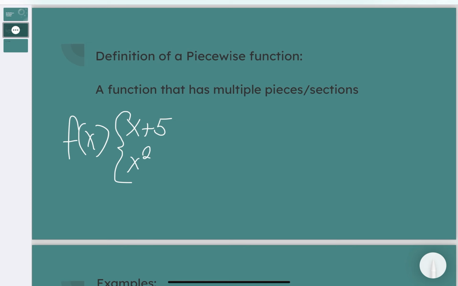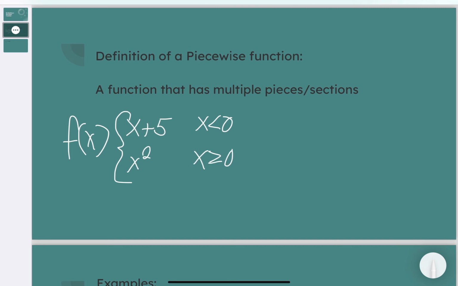And then to the right of these equations, there's going to be an included set of values for x that correlate to each equation. So I'll explain a little bit what that means. So on the top one, let's say this one is x is less than 0, okay? And then on the bottom one, we'll say x is greater than or equal to 0.